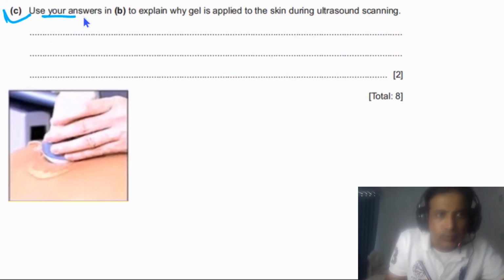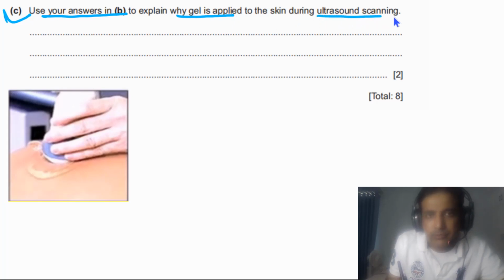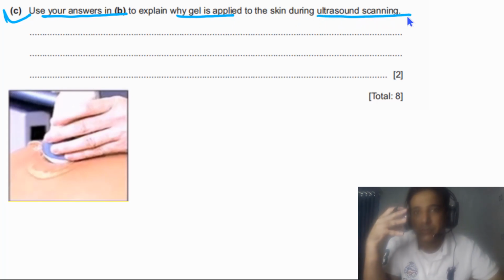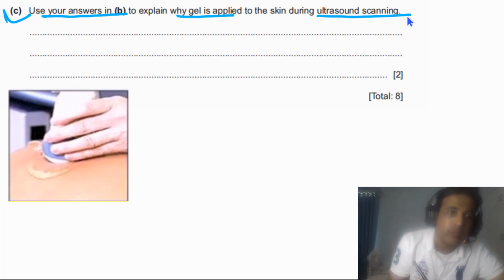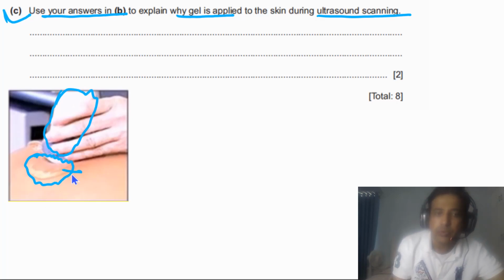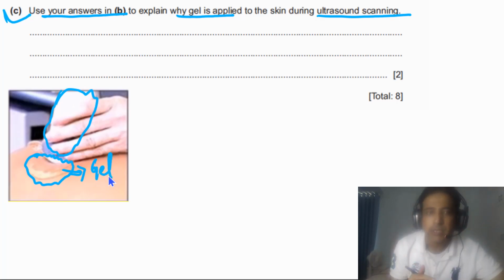Part C says, use your answers in B to explain why gel is applied to the skin during ultrasound scanning. Actually, we have discussed this point in detail. Why do we need to apply gel? You can see here this is the ultrasound transmitter, and you can see gel here on the belly of the patient. We have discussed this point in detail in the last part. Now I will again highlight some points and then we will be able to write the answer.